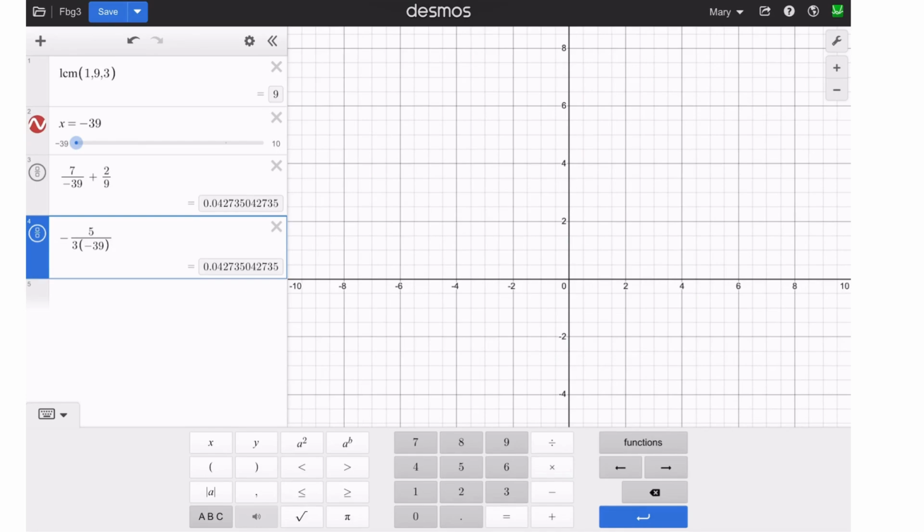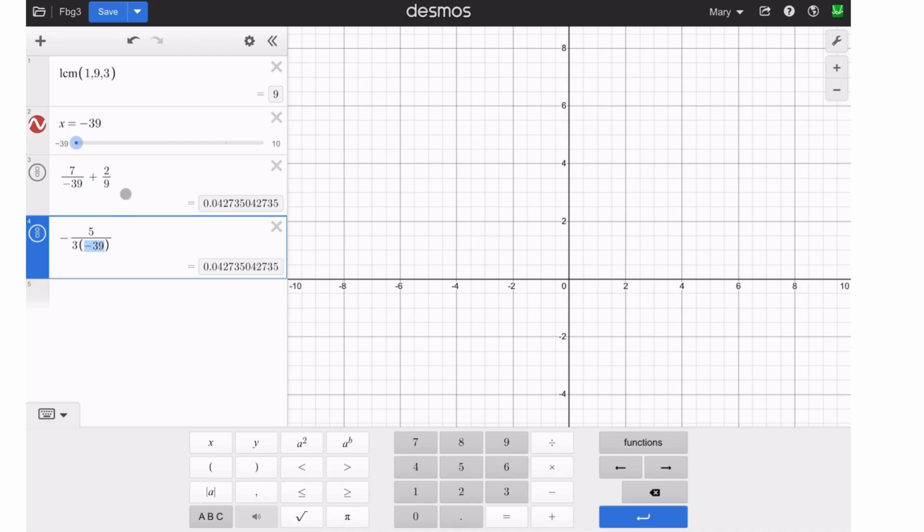Now, these are not linear equations, so I can't type in the left side of the equation and the right side of the equation and find the intersection like I did with the linear equations. But I can replace x with my answer, x equals negative 39, and on the left side, I get a decimal equivalent of 7 over negative 39 plus 2 over 9. And on the right side, I get a decimal equivalent of negative 5 over 3 times negative 39. So you see I've just replaced these x's with negative 39s, just as you would check on a regular calculator.